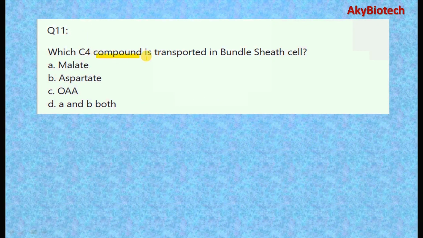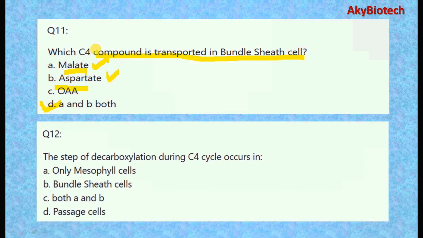Number 11. Which C4 compound is transported in bundle sheath cells? So the correct option you have over here is both A and B, that is the malate as well as the aspartate. Then number 12. The step of decarboxylation during C4 cycle occurs in the bundle sheath cells. This is the step of decarboxylation.